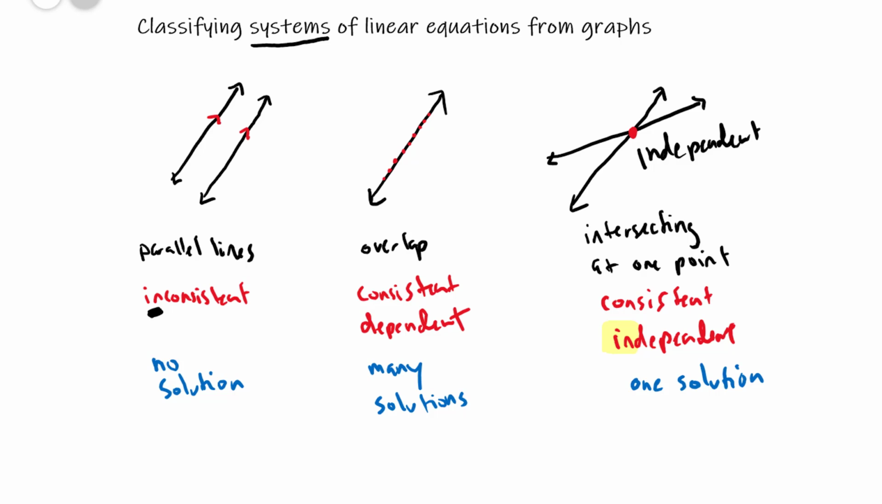So pretty much all you have to remember is inconsistent and independent. Because once you know the independent one, which is one solution, you'll know inconsistent. The prefix means not, means no solution. And then the remaining one will be consistent dependent. So that's just a little memory technique you can use if you get confused on the vocab words.